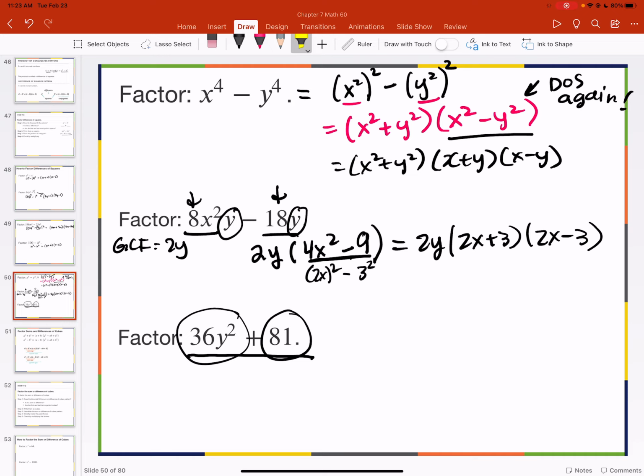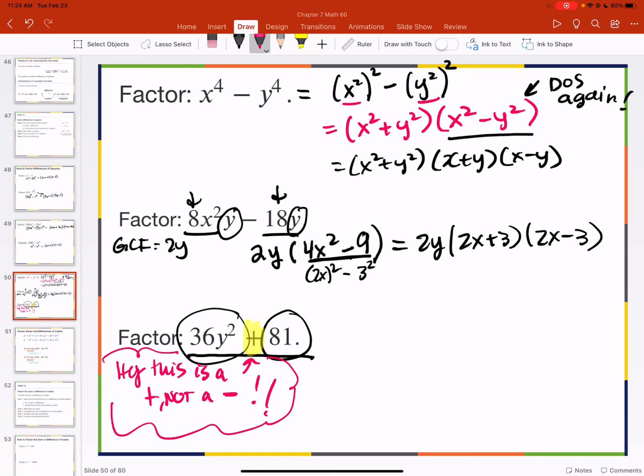All right, now this last example. First of all, we notice that these are perfect squares, but can you tell me what's wrong? Is there something keeping us from using the formula? Yes, there is. If you said, hey, this is a sum, not a minus, you were right. If you thought that, congratulations, you did a good job. So this is not factorable, okay?